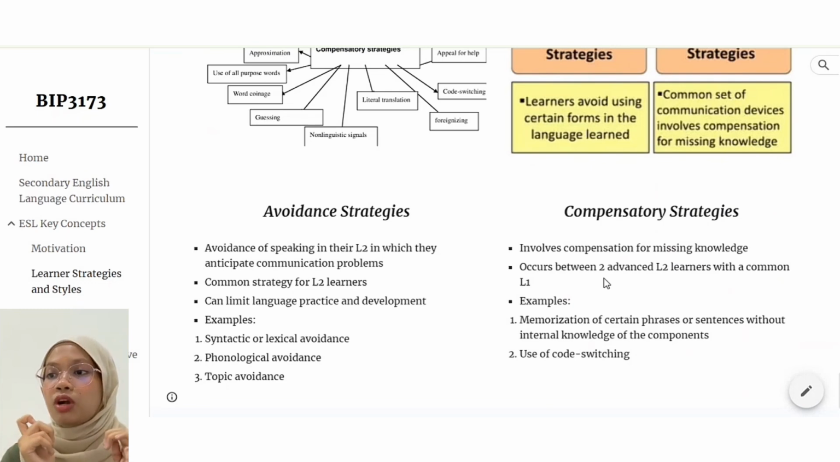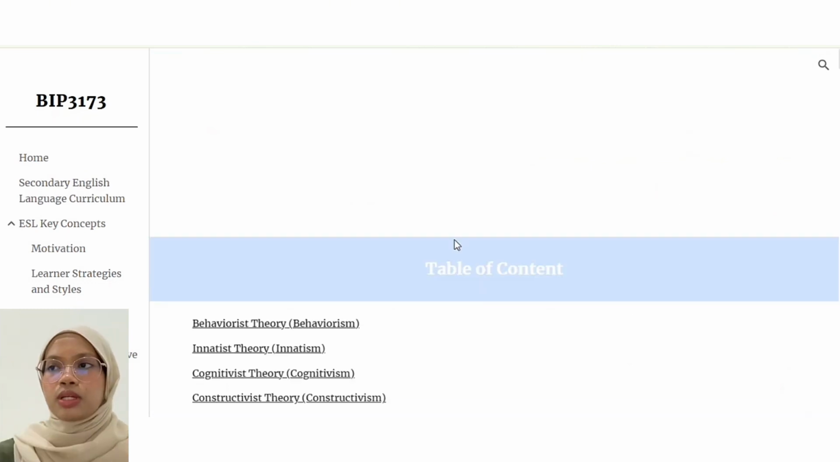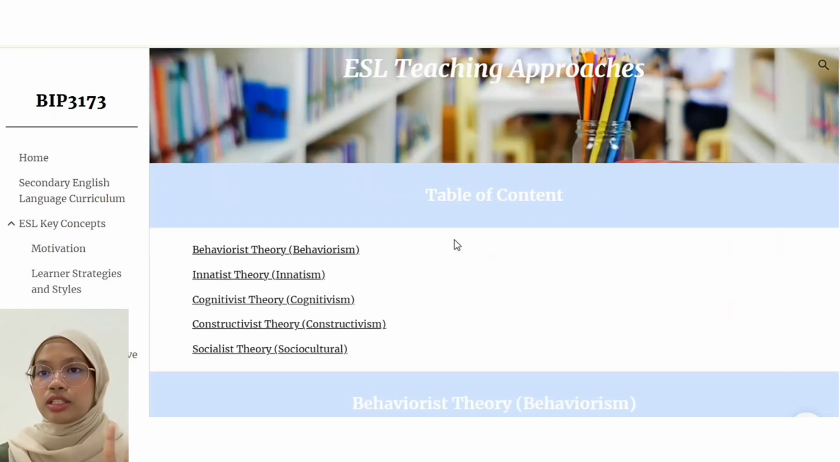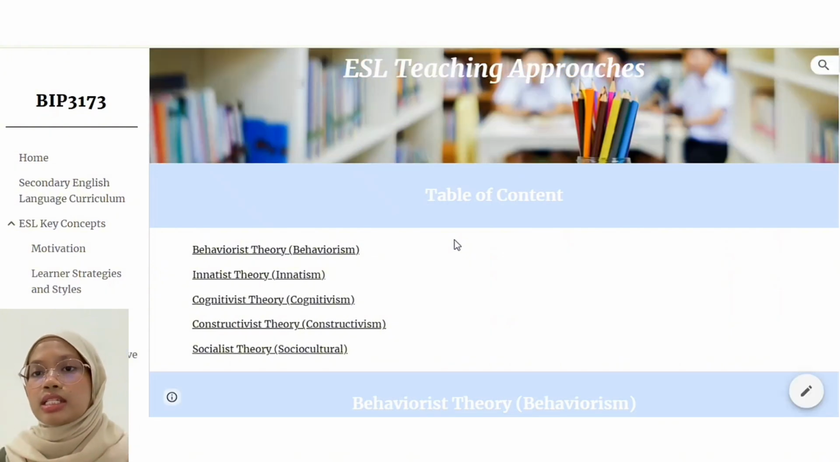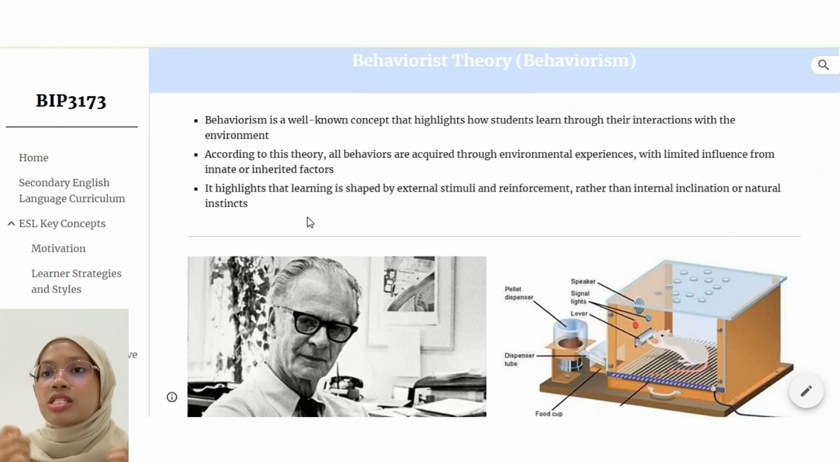L1 that they speak. We'll be discussing the 5 main learning theories, which are the behaviorist theory, innatist, cognitivist, constructivist, and sociocultural theory. Behaviorism is a well-known concept that highlights how students learn through interactions with the environment. According to this theory, all behaviors are acquired through environmental experiences with a limited influence from innate or inherited factors. It highlights that learning is shaped by external stimuli and reinforcement rather than internal inclination or natural instincts.